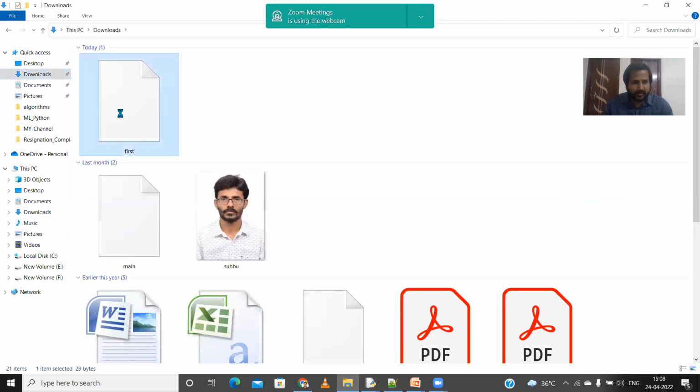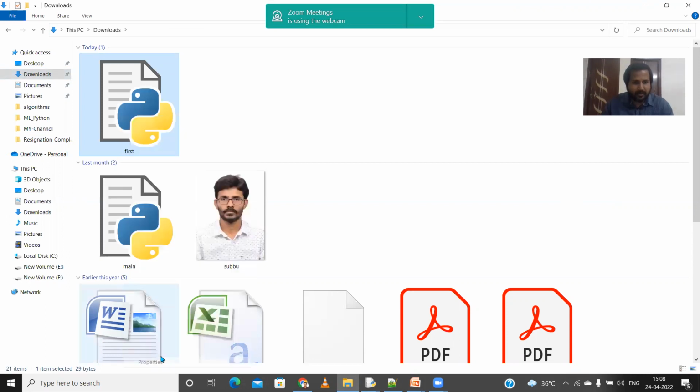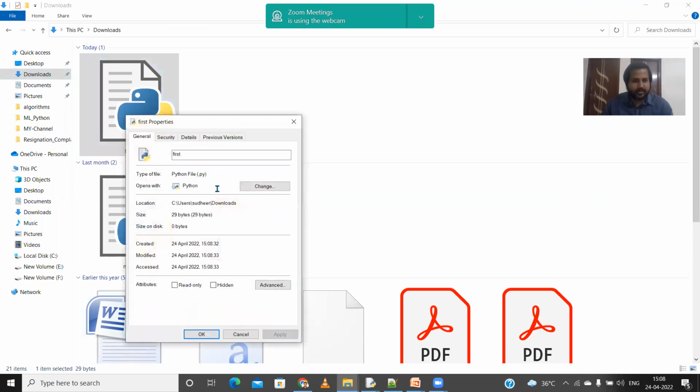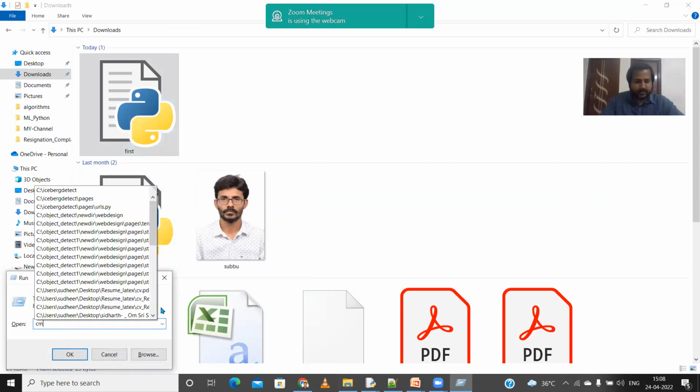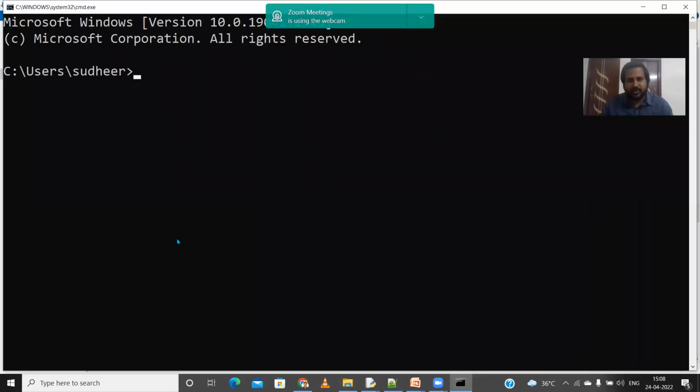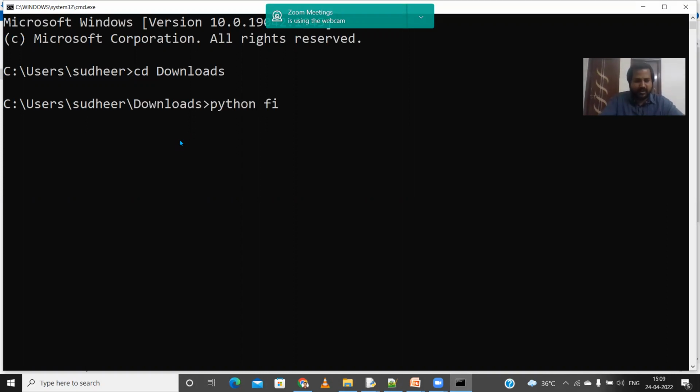You can check in downloads. First.py is available. So this is the Python program. You can check the file type, .py. Okay. Now go to the command prompt. Change the directory to downloads. And now if you want to run that program from the command prompt, then you have to type first.py and execute. So you are getting the output directly.